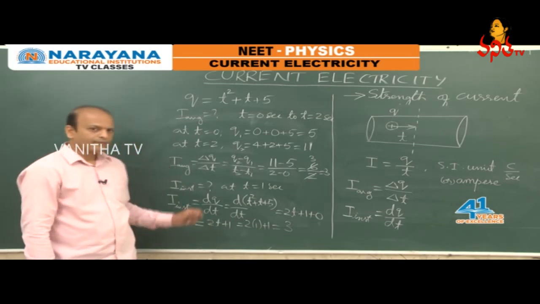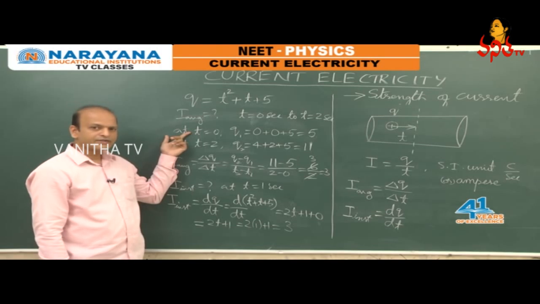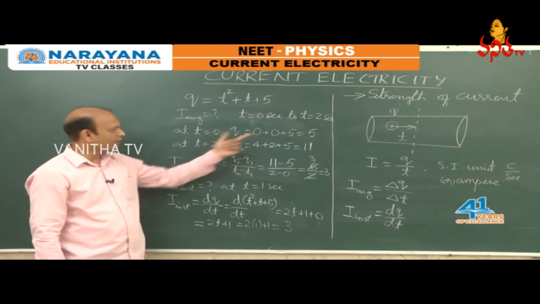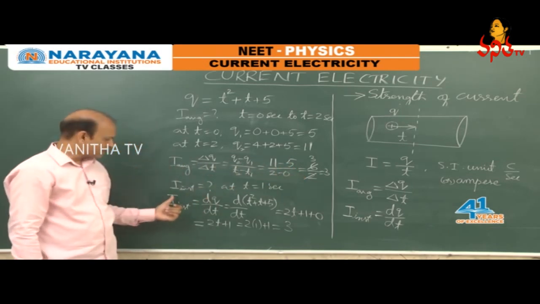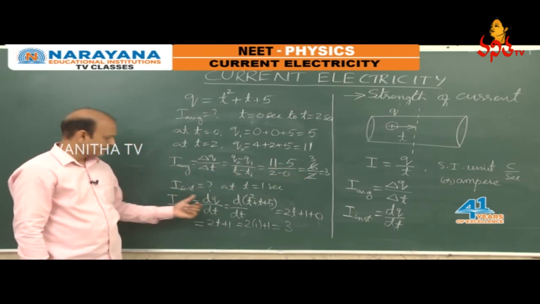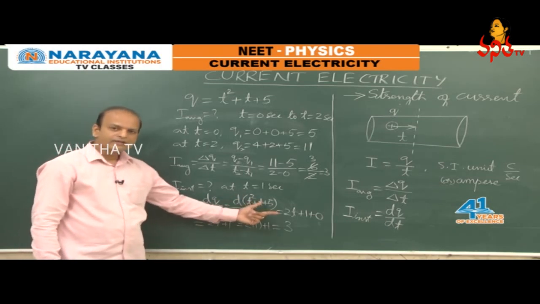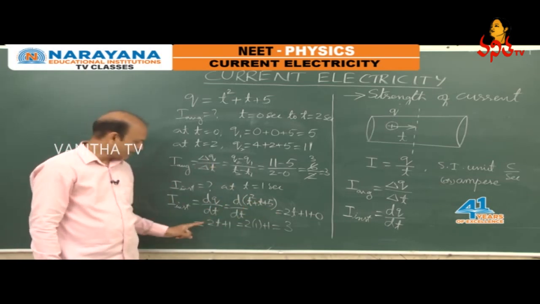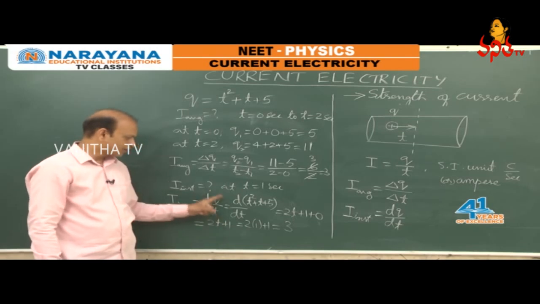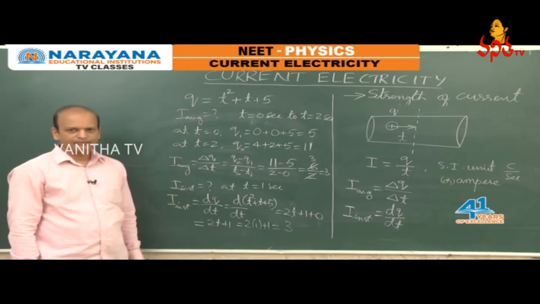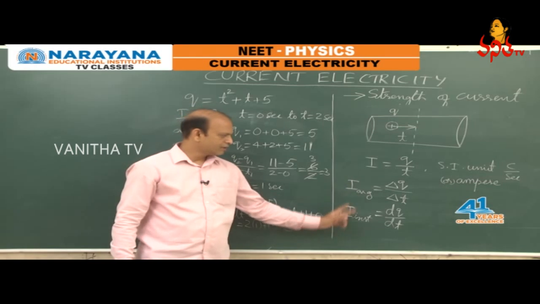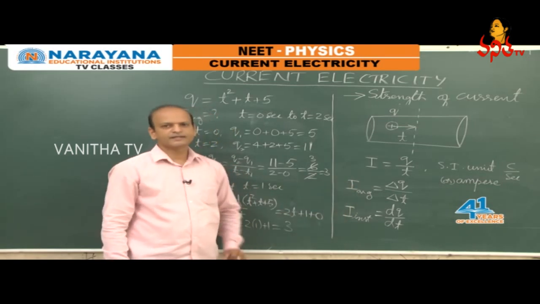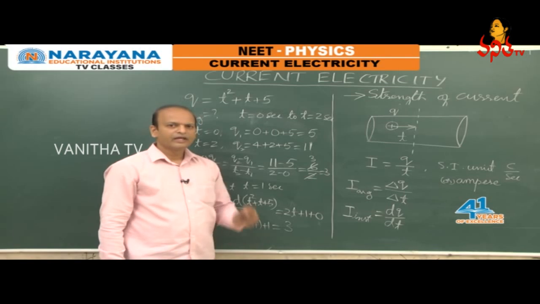So, to calculate average current between two time instants, the net charge flowing is to be taken, and to calculate instantaneous current, we should substitute that particular time in the current equation. How do we get the current equation? By the differentiation of charge with respect to the time. So current is calculated in two ways: average current and instantaneous current.